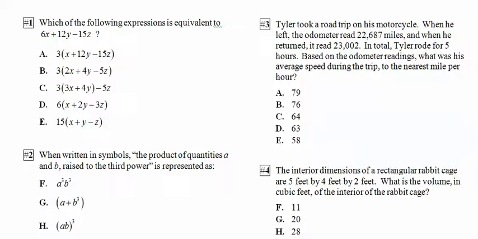Which of the following expressions is equivalent to blah, blah, blah? Well, it looks like they're just factoring things out. So let's pull out a 3, and we're left with 2x plus 4y minus 5z. And there it is.